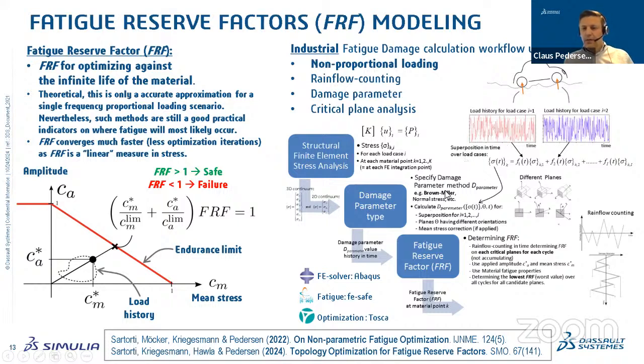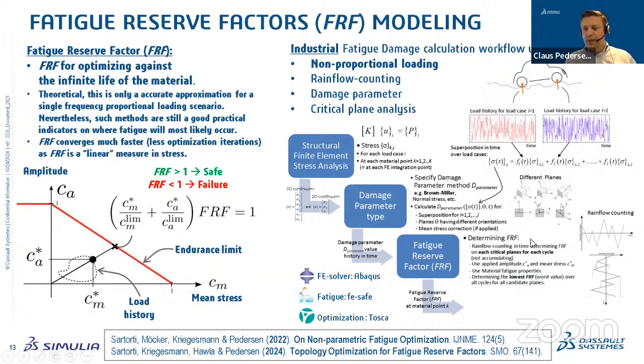Then typically, as an industrial standard or certification, it will often be the Brown-Miller. So this is what is called the damage parameter. It can also be more advanced ones and simpler ones, but Brown-Miller is by far the most industrial standard. And there we have to use some different planes to find out where this one is the largest in each material point, because it's not where we have the highest stresses. And then typically you'll do rainflow counting to accumulate the damage.